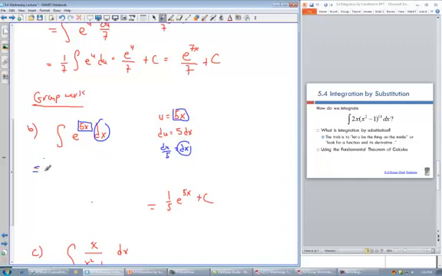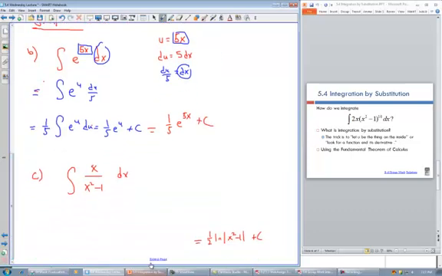So this is going to be equal to the integral of e to the u times du over 5. And I can pull out the 1/5. Right, so pull out that 5 in the denominator. So I get 1/5 the integral of e to the u du, which equals 1/5 e to the u, because the integral of e to the u is e to the u, plus c. And I substitute back in, so u is 5x, so I put a 5x where I see a u, and I get my answer. The next one's a little harder.